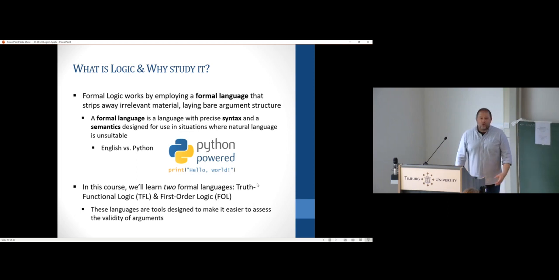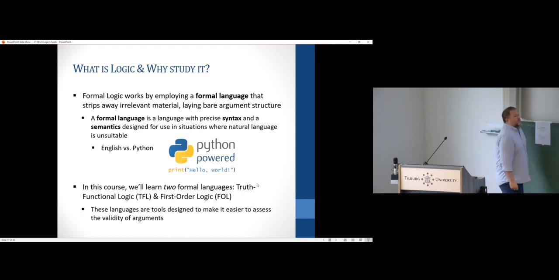Now let's talk about formal logic. This is what we're going to be doing the first 7 weeks of the course. Formal logic is a way of doing logic. And it works by developing a formal language, a different way of speaking or writing, that strips away irrelevant material, laying bare just argumentative structure. It's a language designed specifically to help us get a grip on these questions about validity and things like that. And it does so by effectively dropping a bunch of noise.